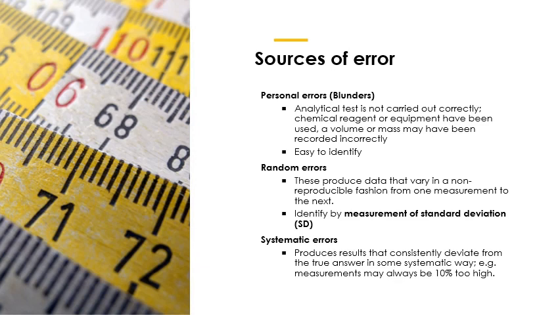Another possibility for the source of error is a systematic error. For systematic errors, the data produced are always consistently deviated from the true answer. For example, the measurement is always giving you 10% higher result. One way to overcome systematic errors is by recalibrating the instrument or equipment.